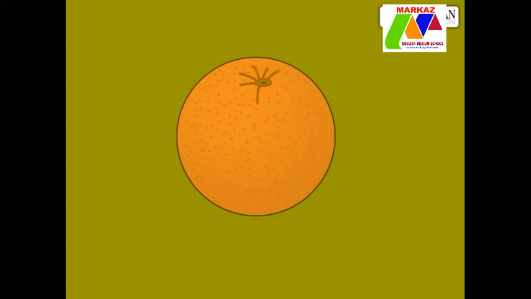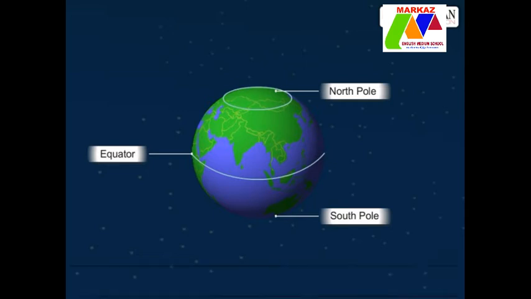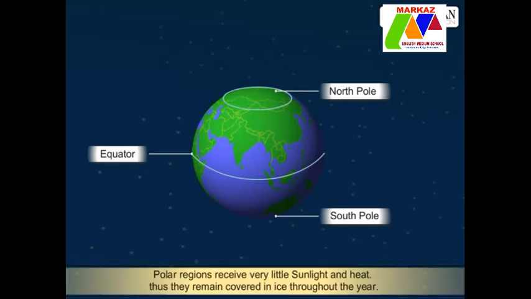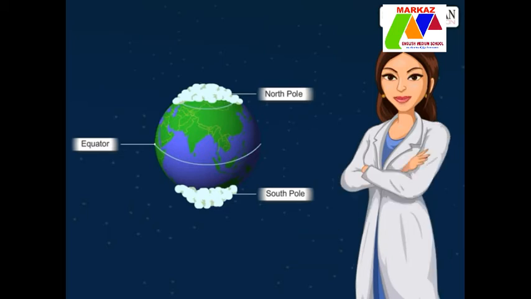The earth is shaped like an orange. As we move up from the equator towards the poles, the sun rays become more and more slanted. Thus, the polar regions receive very little sunlight and heat, and they remain covered in ice throughout the year. We have learned how the seasons change according to the movement of Earth.